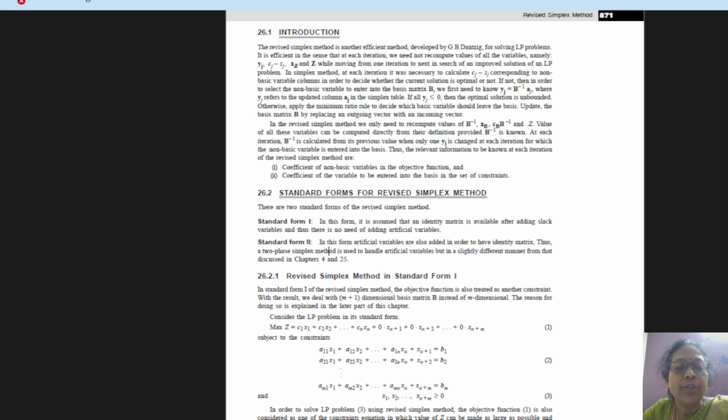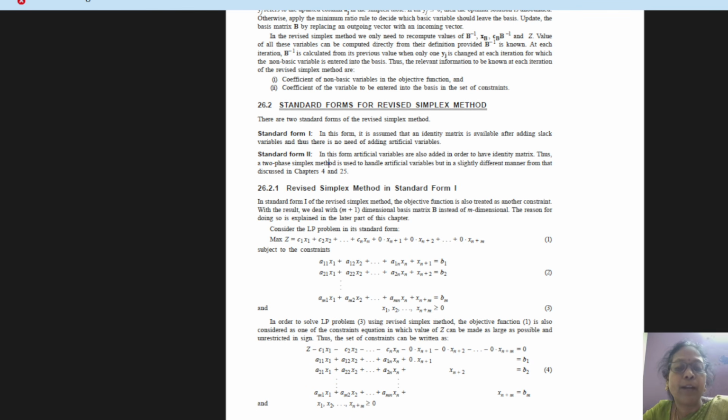In standard form 1, it is assumed that the identity matrix is available after adding slack variables, and there is no need for artificial variables. But in standard form 2, artificial variables are added in order to have the identity matrix. So we start with the revised simplex method in standard form 1.